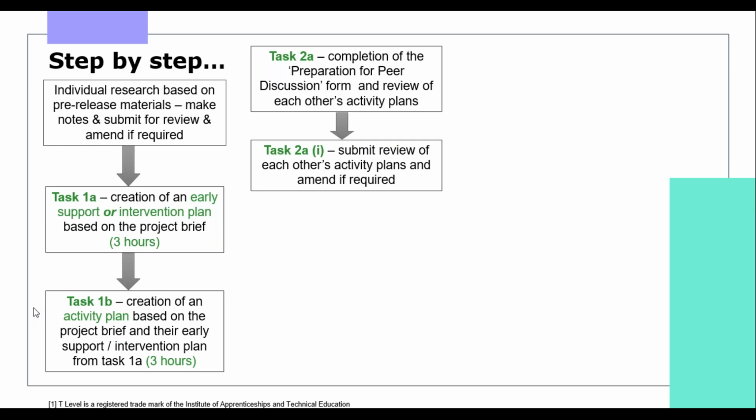For task 2A part 1, the students are asked to review each other's activity plans in their peer group, produced in task 1B. They'll be preparing for this discussion by completing a pro forma called preparation for peer discussion. Tutors will need to give students printed versions of the relevant task 1B activity plans for each of the students in their group, along with copies of the preparation for peer discussion pro forma. And this pro forma must be completed under supervised conditions and students must work independently.